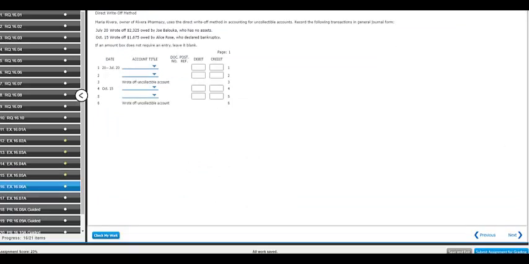Now we're going to move from the allowance method over to the direct write-off method. This is assignment 16, exercise 6. In this problem, Maria Rivera owns Rivera Pharmacy and uses the direct write-off method in accounting for uncollectible accounts. In the direct write-off method, when an account becomes uncollectible, we just write it off. There is no adjusting entry at the end of the period, and the allowance for doubtful accounts does not exist. On July 20th, we wrote off $23.25 owed by Joe Beluca, who has no assets. Since this is direct write-off, we go directly to bad debt expense, and then we simply write off Joe's account by crediting it. His balance was $23.25.